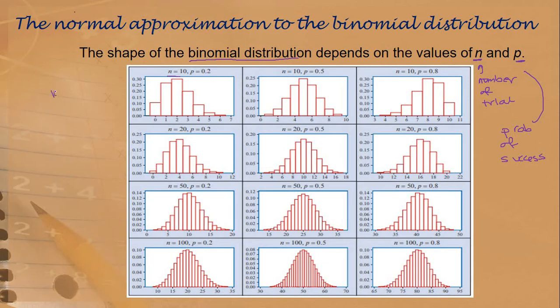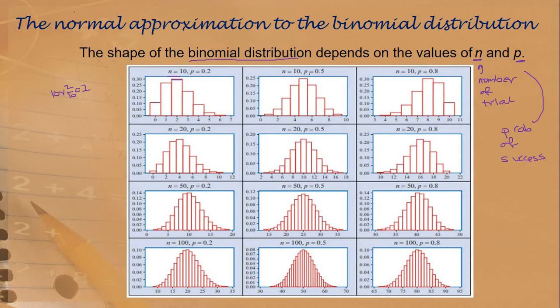what is 10 times 0.2? 10 times 2 over 10 is 2. So that's why I'm getting the highest number of successes here at 2. If we look at it, we can see that the graph is skewed because we've got a low probability of success.